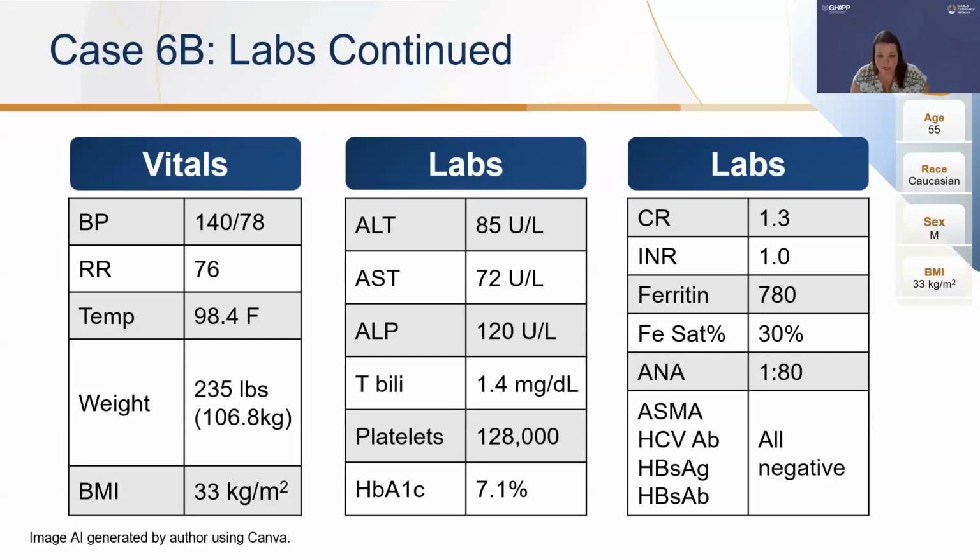He still has diabetes that is pretty well, but not perfectly controlled. And now on his other labs, we see his creatinine has a little bit of a bump to 1.3. He does still have a normal INR. We talked about the ferritin before. This is the same as the first example, so not too concerning, but it is definitely a little bit elevated. His ANA is a little high, again, at 1 to 80. Again, as I said before, about 15% of patients can have an elevated ANA for no attributable reason. And then his autoimmune and his chronic liver serologies were all negative.